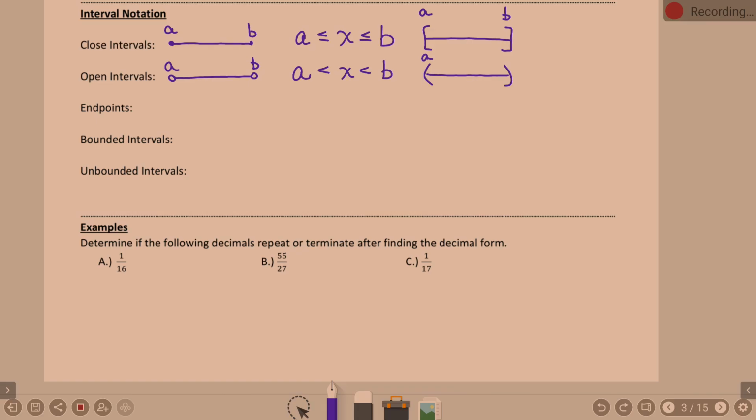Okay, I'm still calling my endpoints A and B. So that's the difference in how the shading looks: instead of having the open or closed circles, we have parentheses or brackets.